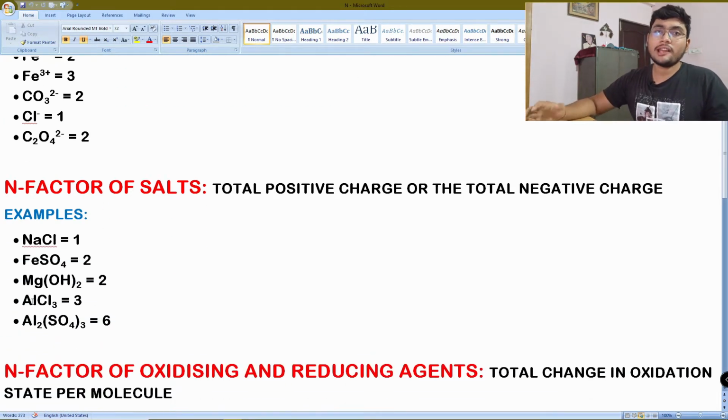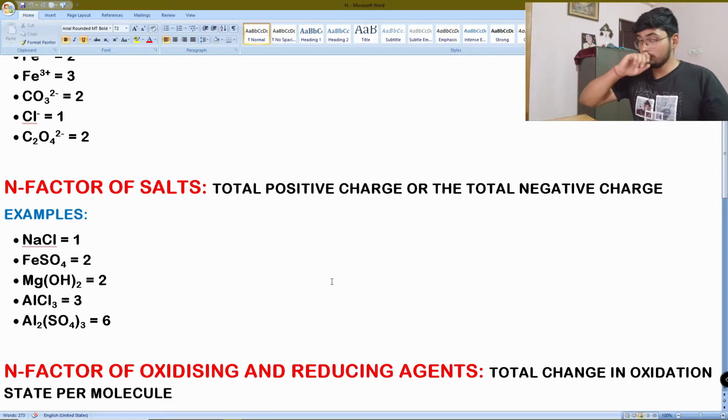Now let us see the n factor of salts. What is the n factor of salts, and how can you calculate it? The total positive charge or the total negative charge on the salt is known as its n factor. You know that salts are neutral in nature. So the total positive charge on the salt or the total negative charge of the salt is known as its n factor. Let us see some examples, then it will be more clear to you.